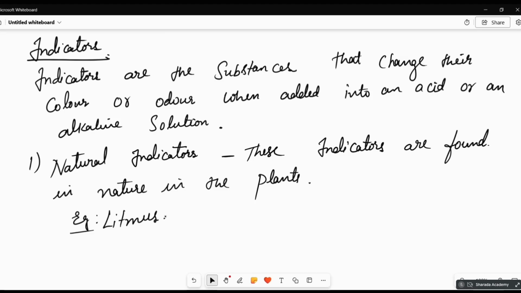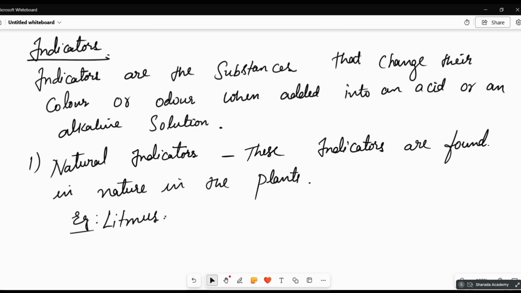Then we have the man-made indicators. One is the methyl orange, another one is the phenolphthalein. Why are they called synthetic indicators or man-made indicators? Because they are produced in the lab. That is why they are called synthetic indicators.